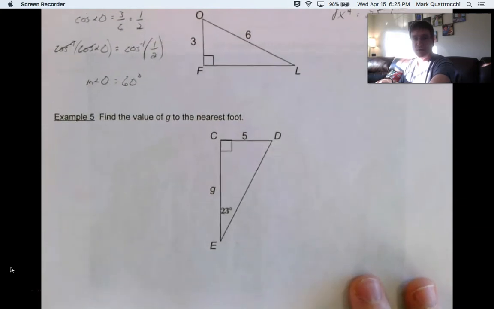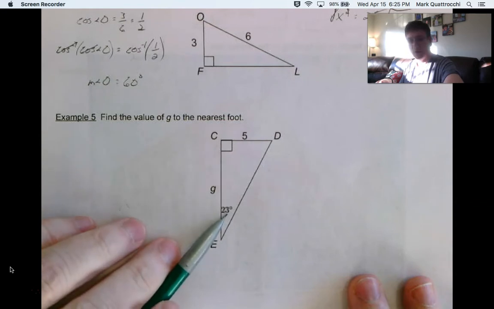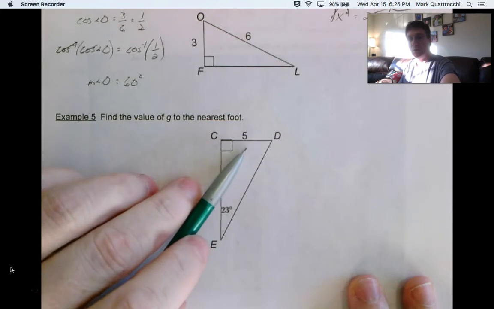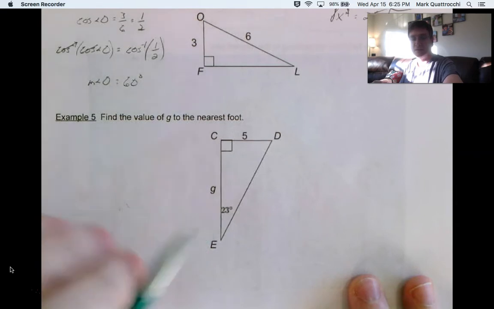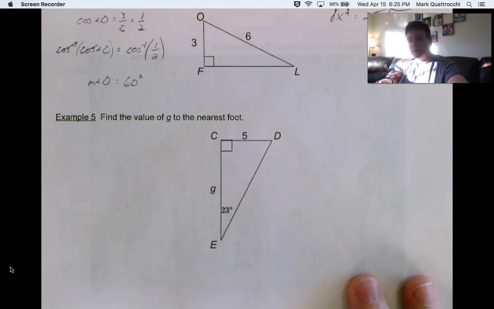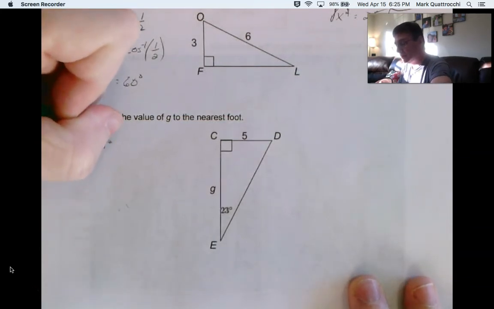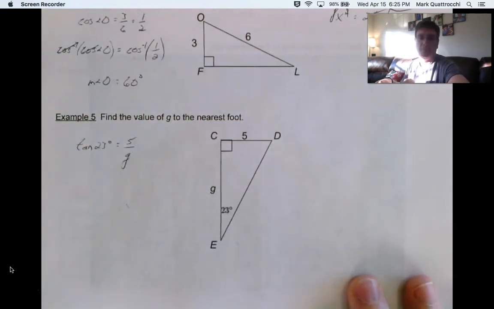Example 5. Find the value of G to the nearest foot. So we know this is 23 degrees. We're here at E at 23 degrees. We know the 5 is opposite 23 and the G is adjacent to 23. Which trig ratio uses opposite and adjacent? SOHCAHTOA tells us which one uses opposite and adjacent. The TOA part, tangent. Tangent 23 degrees equals 5 over G.